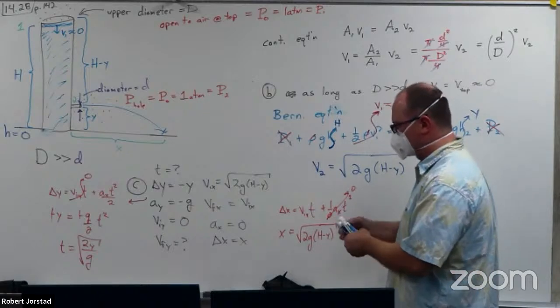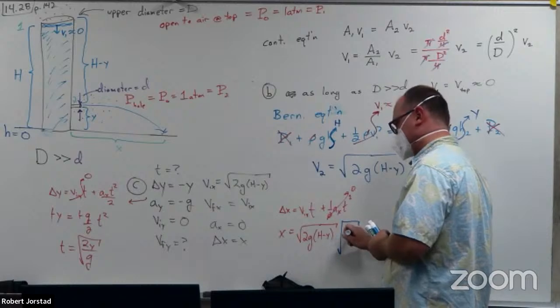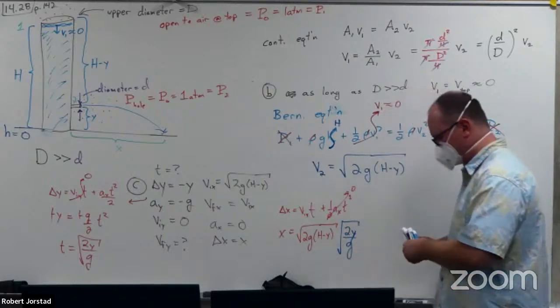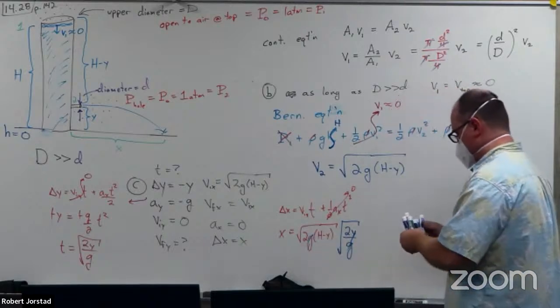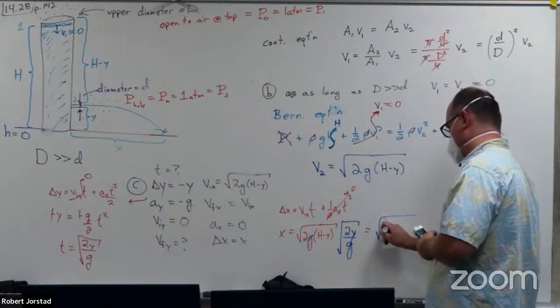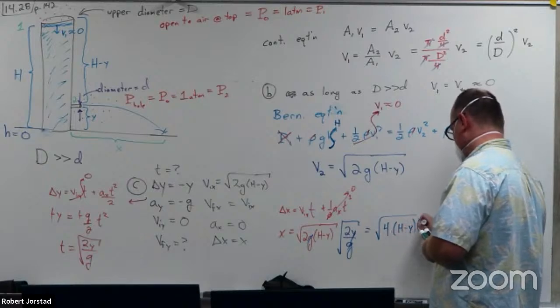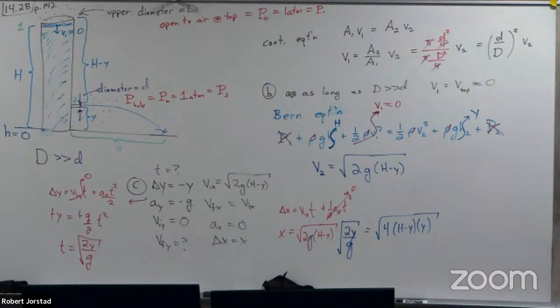Time was... what cancels out? G. So we get... it's got the right units. How do I figure out the maximum value for x?